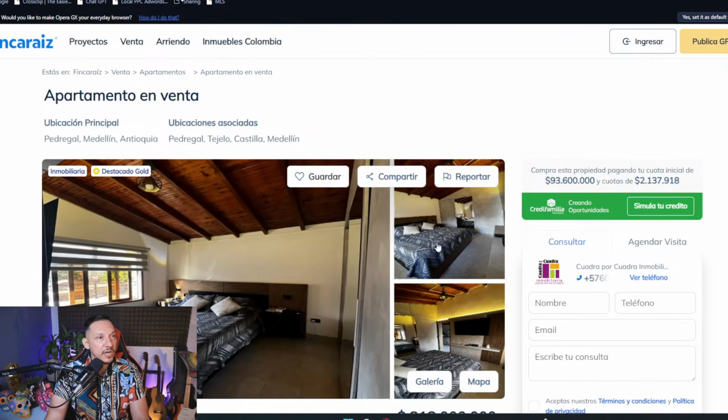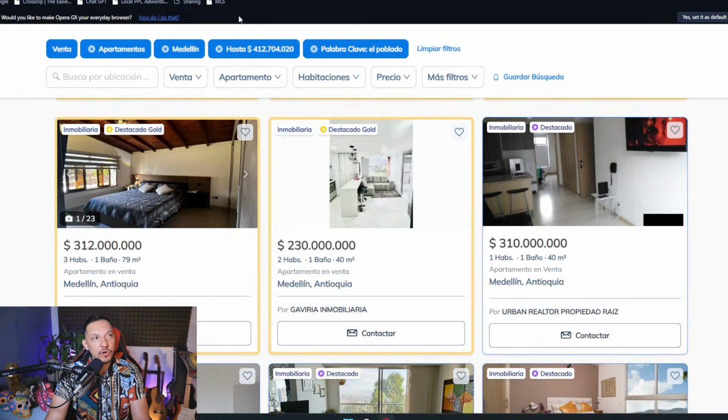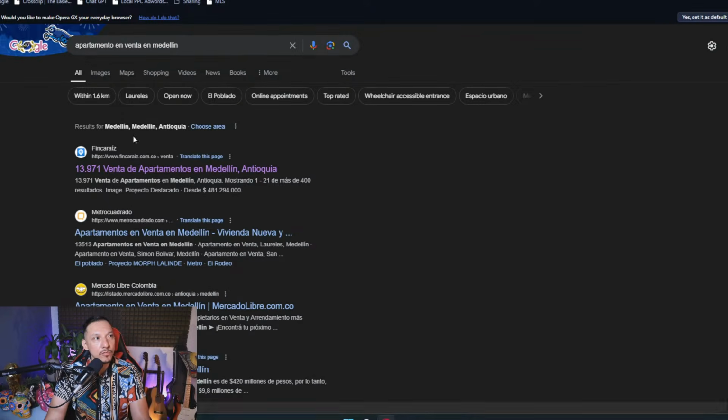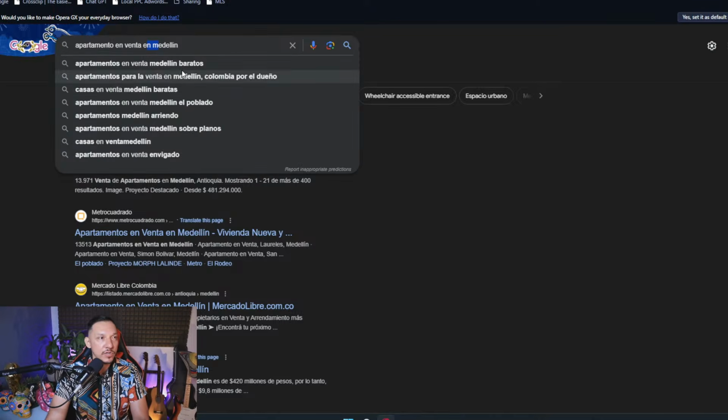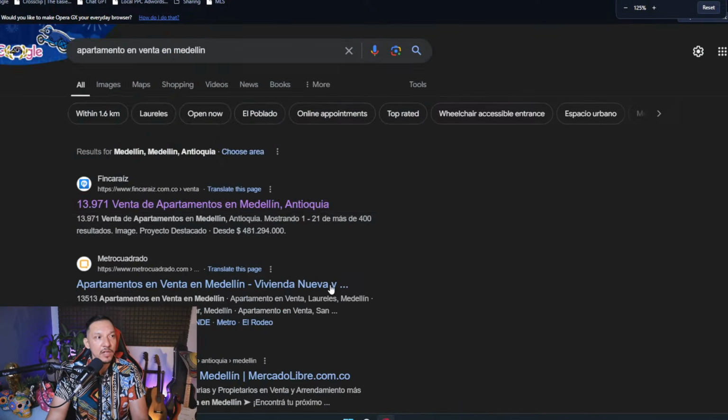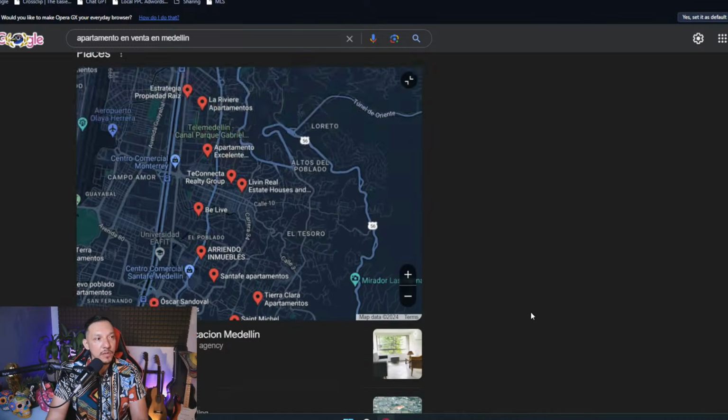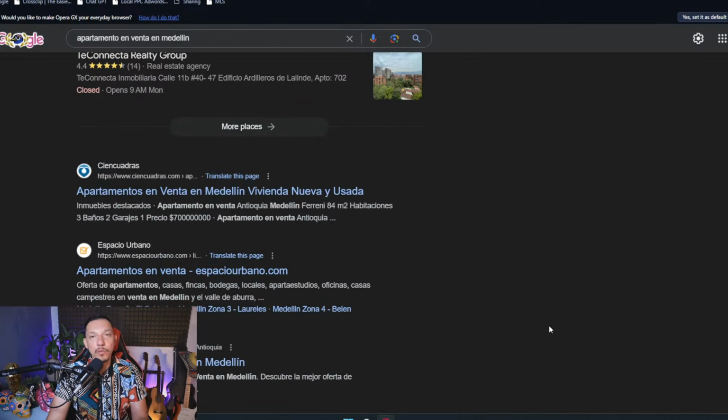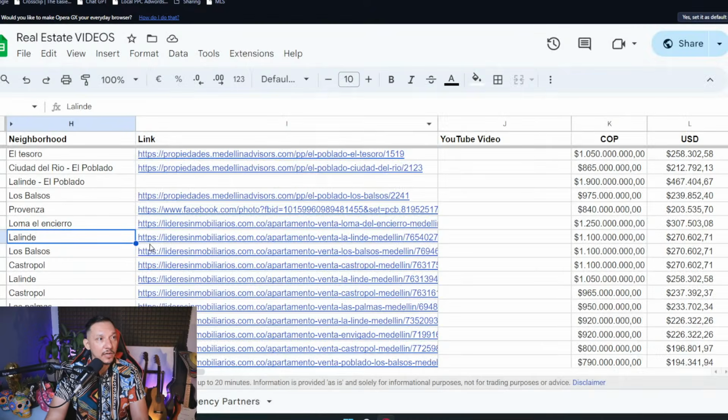Share my spreadsheet here. So what you could do is Google "apartamentos venta en Medellin," which is Spanish for apartments for sale, and go through these websites. Some of these are going to be newer projects. Some are websites that have a lot of listings, both old and new. So you could start doing your own research like this and build a spreadsheet kind of like I have here.